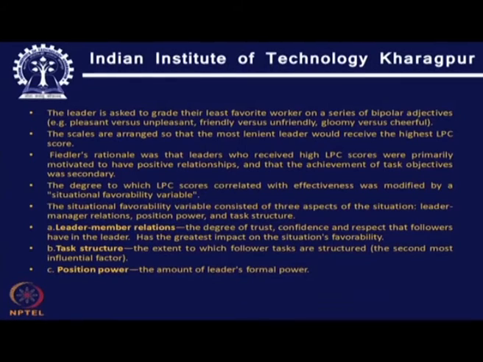Task structure is the extent to which the followers take the structure, and is the second most influential factor. Position power is the amount of the leader's formal power. All these things separately and together will determine whether I will put someone in the close group, the in group, or in the out group.